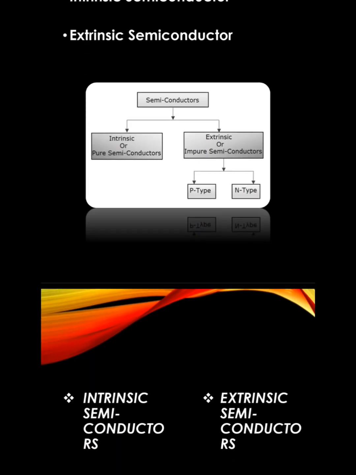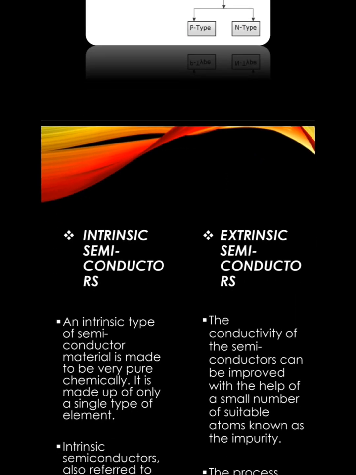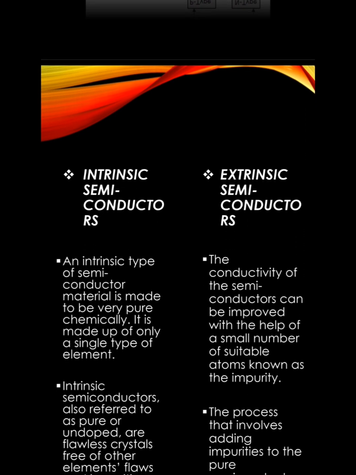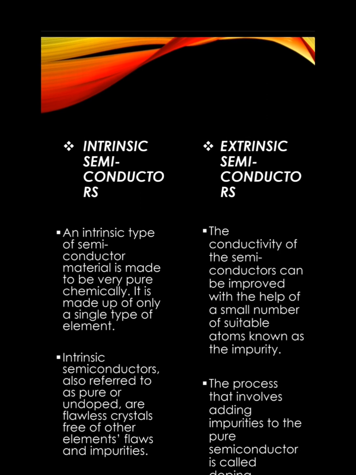A semiconductor in an extremely pure form is known as an intrinsic semiconductor. An intrinsic semiconductor's material is made to be very pure chemically. It is made up of only a single type of element. In intrinsic semiconductors, the number of free electrons is always equal to the number of holes. The process of adding impurity to intrinsic semiconductors is known as doping.